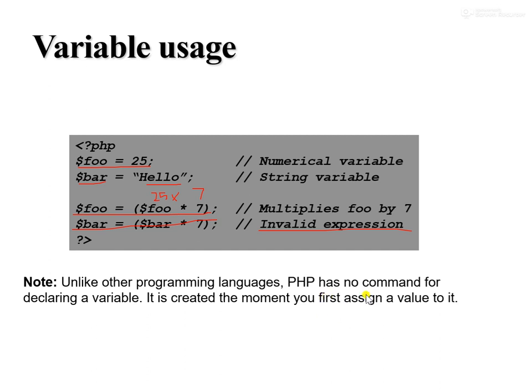So PHP has no command for declaring a variable. You don't need to declare variables before using them. It will be automatically created when you first assign a value to it. So you can directly assign a value to a variable and it will be created at the same time, and the data type will be decided based on the value of the variable.